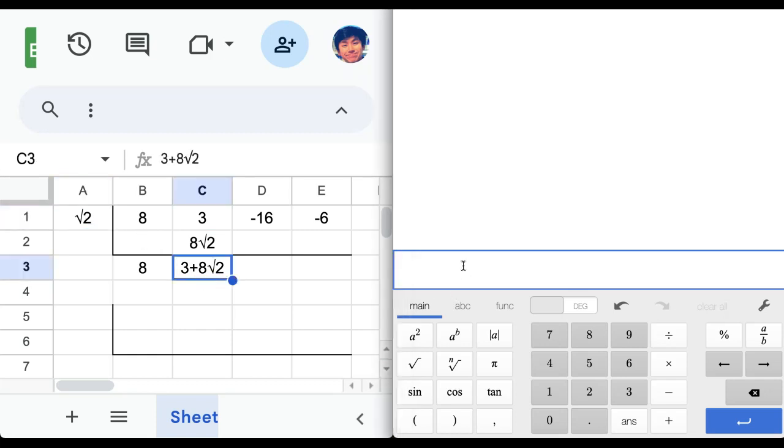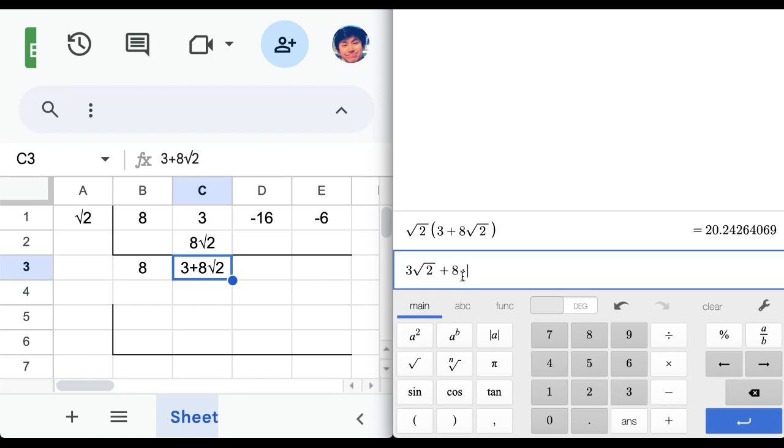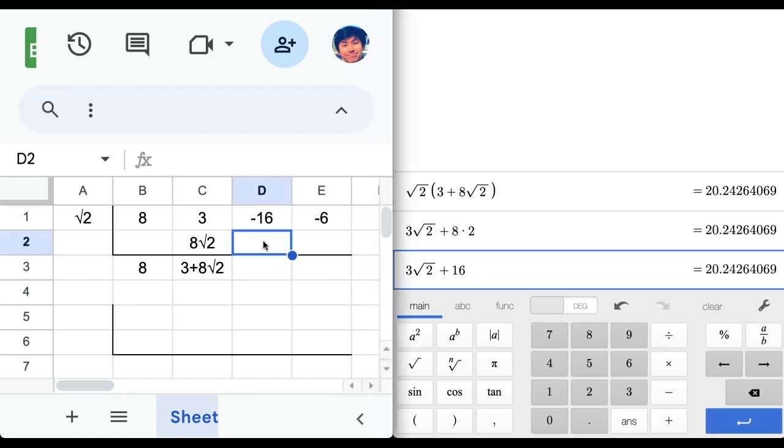I'll show a little bit of work on the side here. We have to distribute essentially. So just so you know where it's coming from, root 2 times 3 is going to be 3 root 2. And then root 2 times 8 root 2 is going to be plus an 8 times 2. The root 2's, because there's 2 of them, now you get a times 2 there. So the final result is 3 root 2 plus 16. Okay, so that's the simplified version, 3 root 2 plus 16.